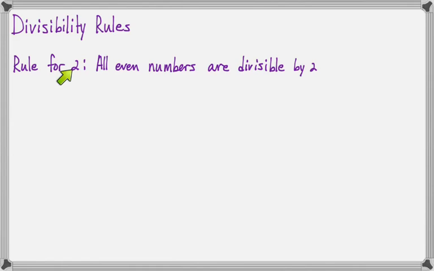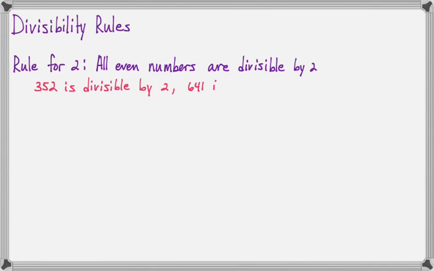Now, sometimes it helps to know the divisibility rules for the different numbers. We're only going to learn the rules for, say, 2 through 9, and not even all of those. But sometimes, you just need to be able to look at a number and know if something else will go into it or not. And that's what this is going to help with. So, you can tell if a number is divisible by 2 if you just look at it. All even numbers are divisible by 2, and that's the rule for 2.